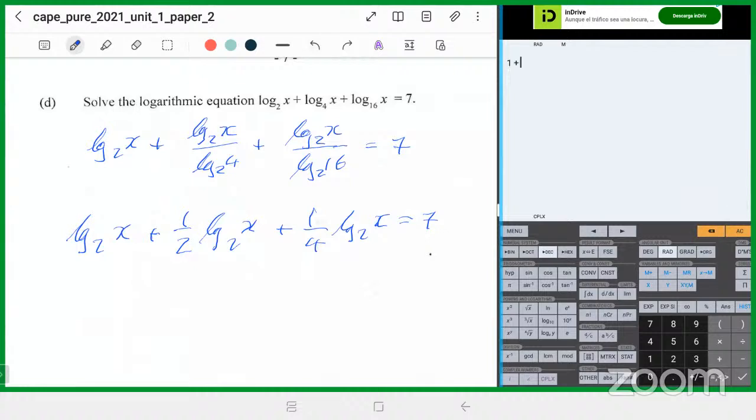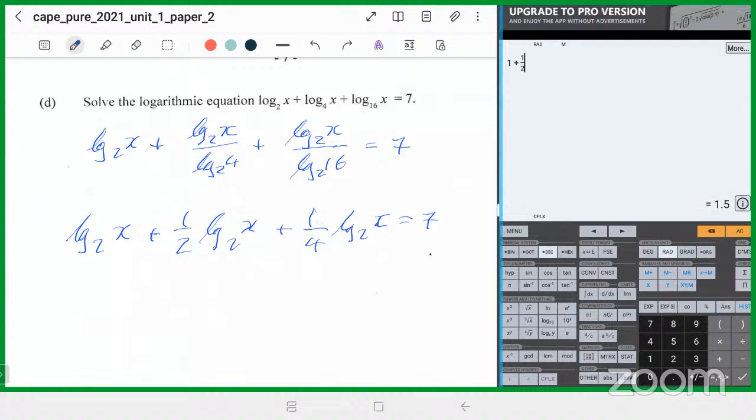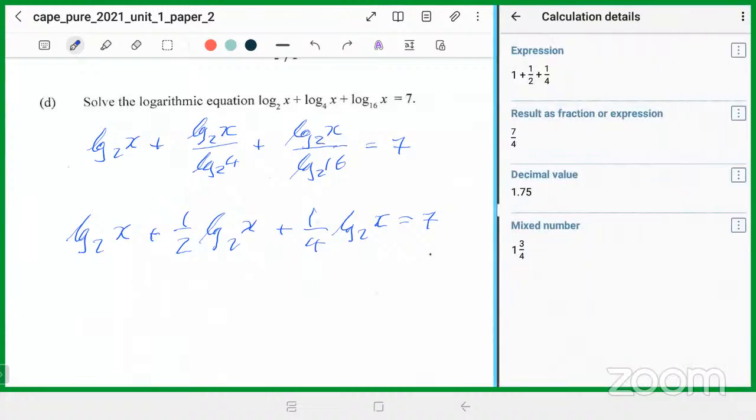1 plus a half plus a quarter. So that's 1 and 3/4, yeah? Half is 2/4 there. So the improper fraction we get is 7 over 4. So all this becomes 7 over 4 log of x. So it becomes 7 over 4 log to base 2 of x equals 7.